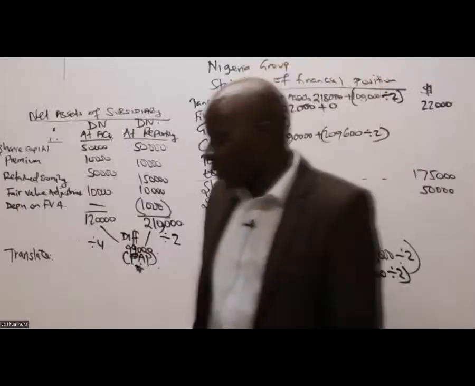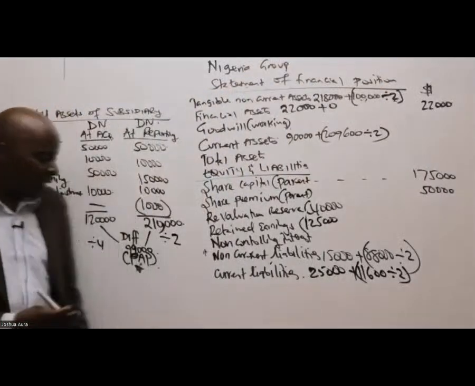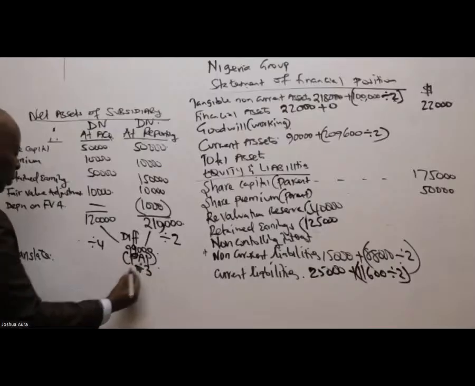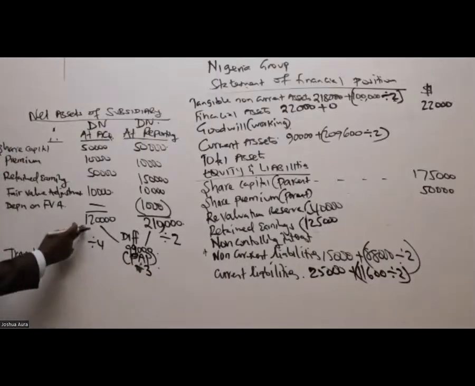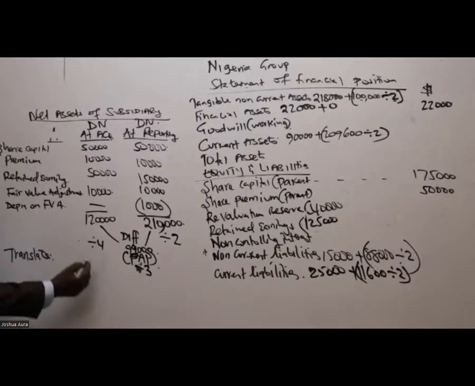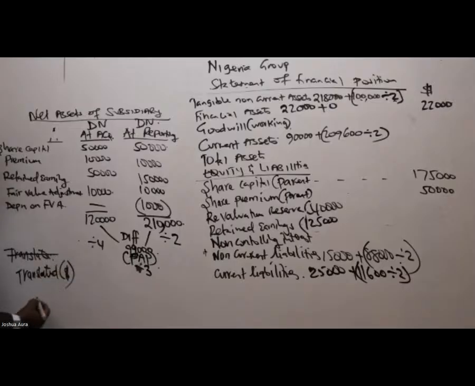Could you kindly give me these translated figures? Give me the net assets at acquisition. I want to write the translated figures here, translated using different rates. Now I'm talking of dollars.